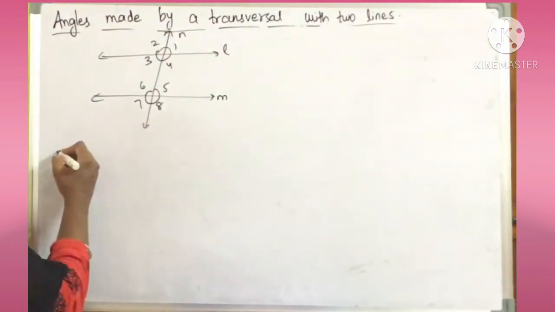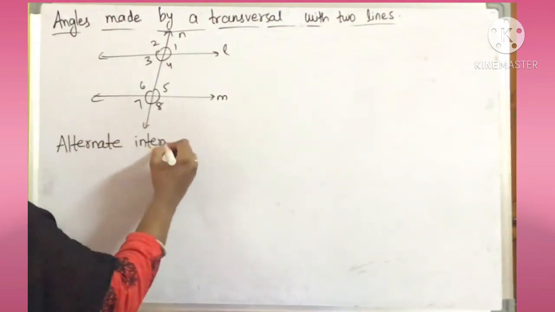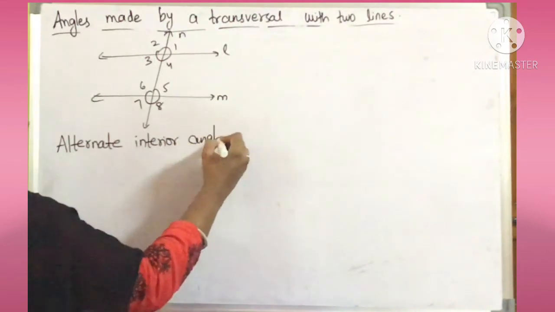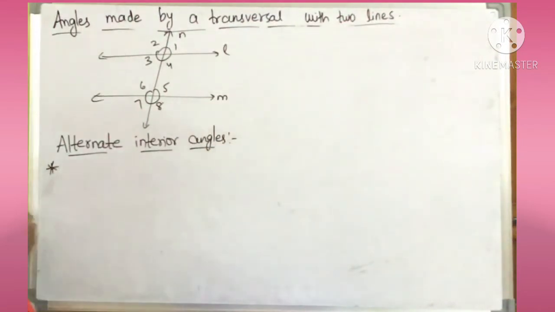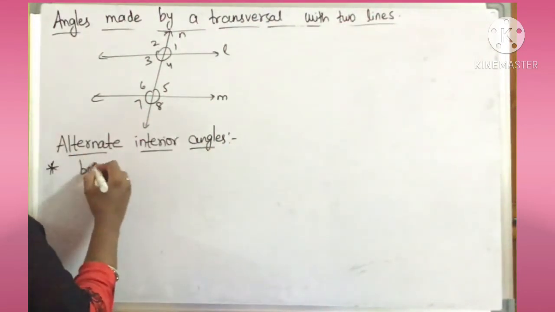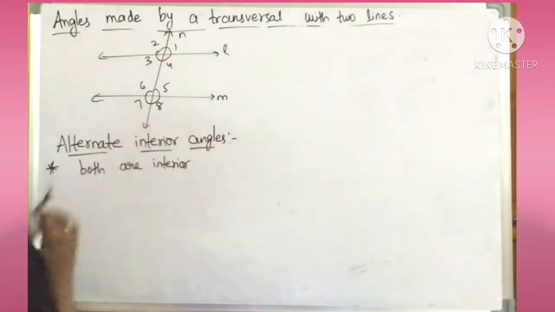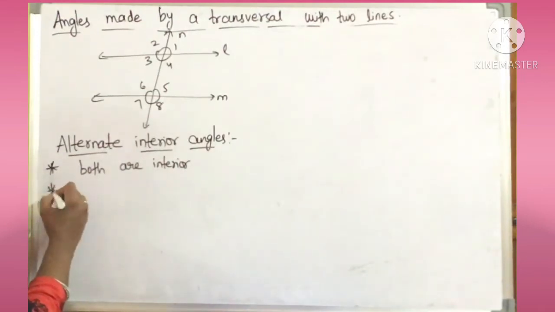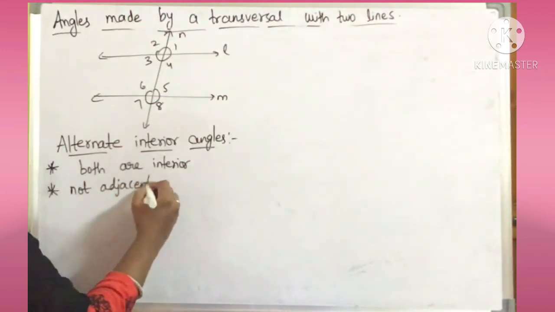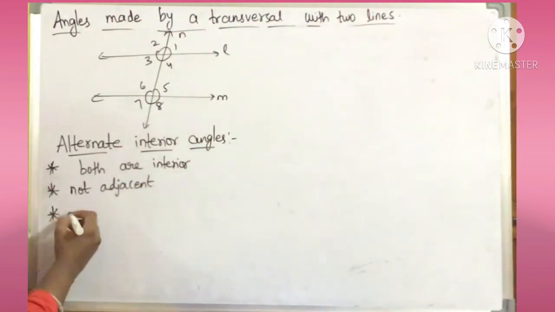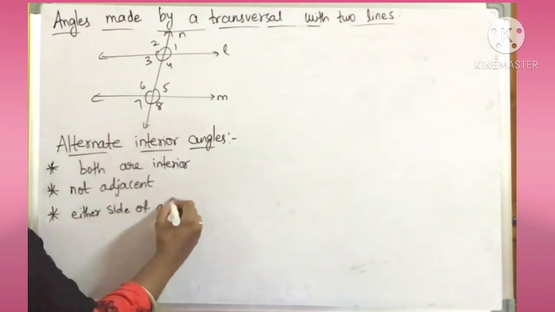Next one is alternate interior angles. So what are the conditions for alternate interior angles, children? First one, both should be interior. Both are interior. Here in the name itself we have interior. So both angles should be interior and they should not be adjacent. Okay? Not adjacent. And the third one is either side. Okay? Not on the same side. Either side of a transversal.